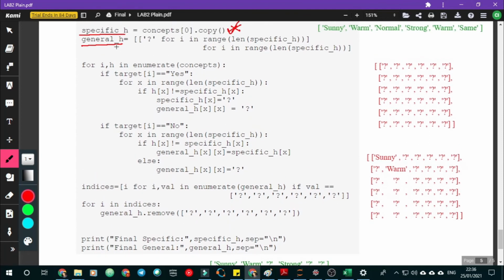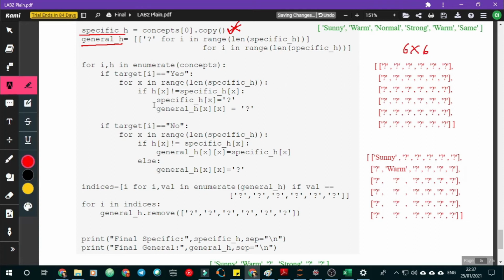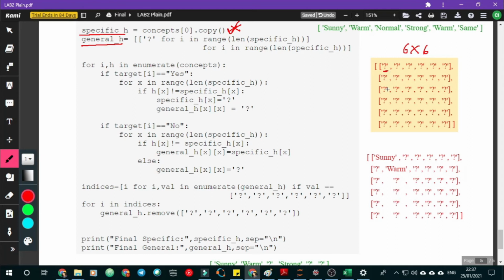And coming to the general hypothesis, as I already told, the general hypothesis is not single dimensional, it is 6 cross 6. Why is it 6 cross 6? Because we are only interested in changing the diagonal elements. We are not interested in changing the other elements other than the diagonal elements.